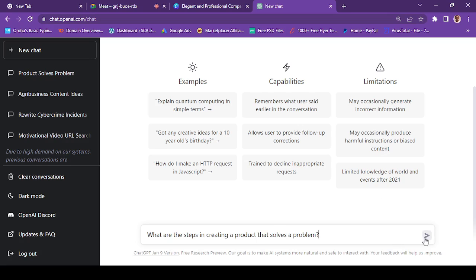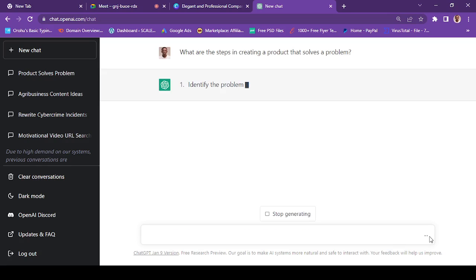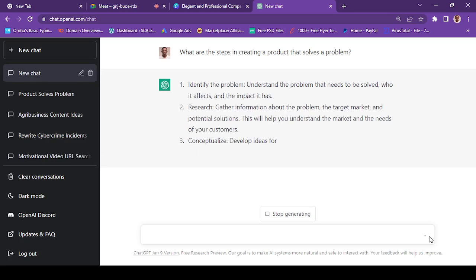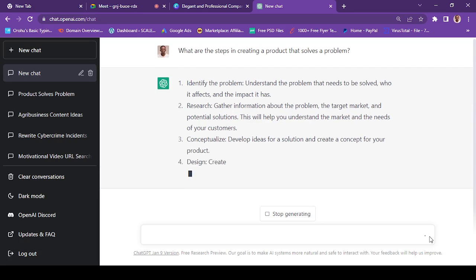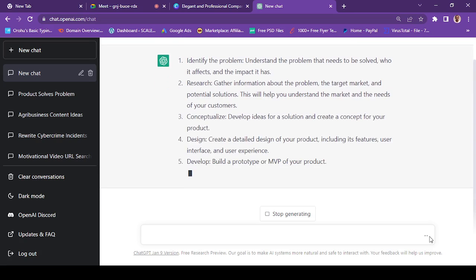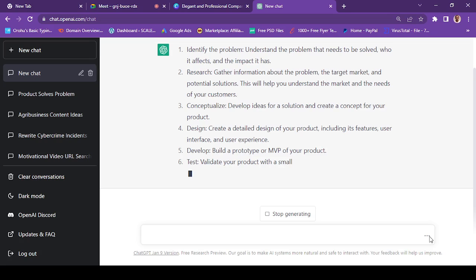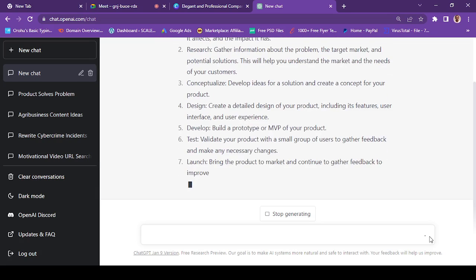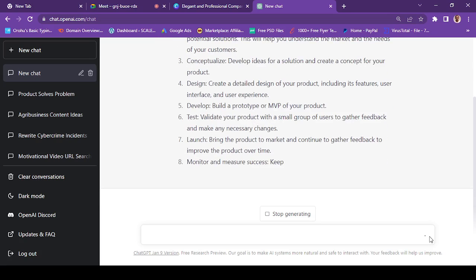Let's see. What are the steps in creating a product that solves? Can you all see my screen? Can you see what's happening? Yes, I can see. So I can decide to use this AI now to teach you people without me stressing myself. It's done.